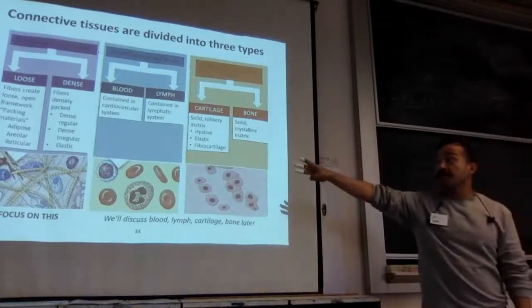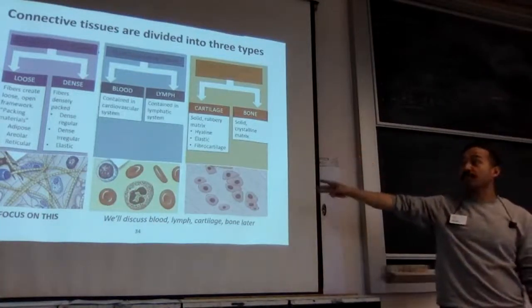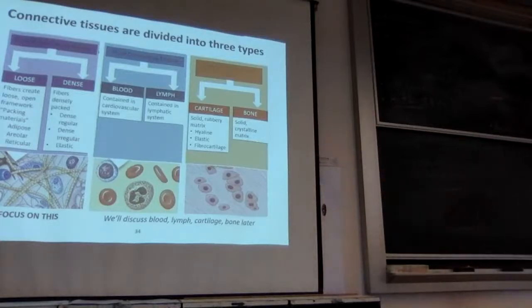There are three types of tissue that fit under loose. There are three types of tissue that fit under dense. Let's go over those six now.